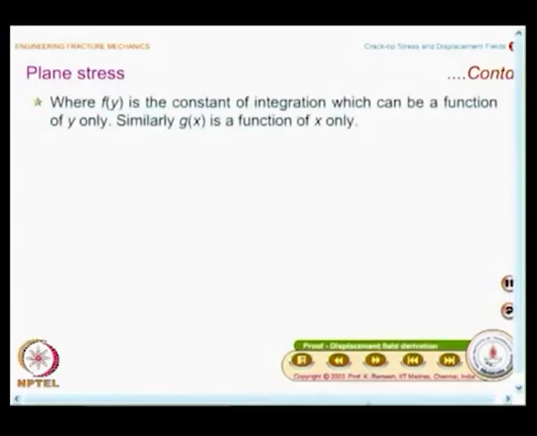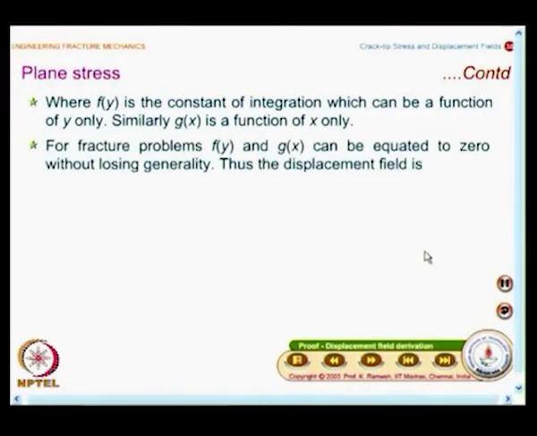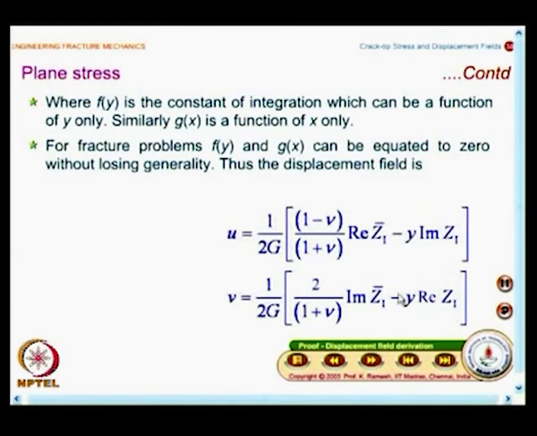So, what we have actually looked at is, when you integrate dou u by dou x, I would have an integration constant appearing as a function of y. When I integrate dou v by dou y, I would have an integration constant appearing as a function of x, which is g of x. By a detailed analysis, it shows they represent only rigid body translation and rotation, so we could set them to zero. So, the displacement field is finally obtained in this fashion.